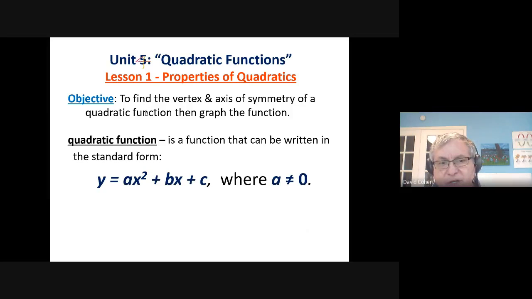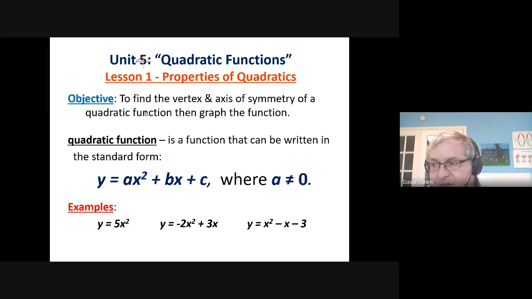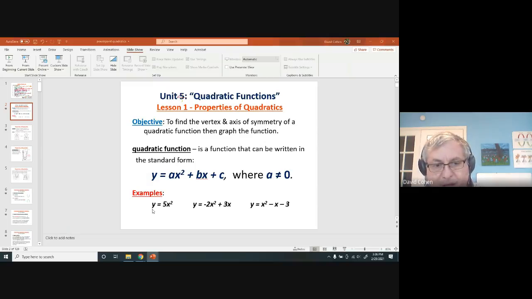A quadratic function is a function that can be written in the standard form, y equals ax squared plus bx plus c. If a equals 0, it's going to be y equals a constant. That's just a straight line across, and that's kind of boring, so we're not going to do that. Examples include y equals 5x squared. If I had to guess how to graph that, I would make it very skinny, and its vertex, because there's no horizontal or vertical translation, would be at 0, 0.